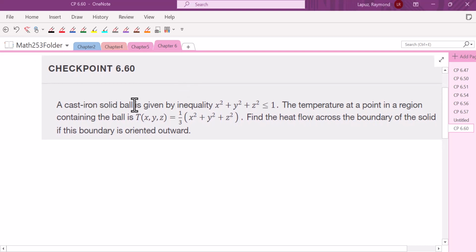Here we have a cast iron solid ball given by this inequality: x squared plus y squared plus z squared is less than or equal to 1. The temperature at a point of the region containing the ball is going to be T, that's a third times x squared plus y squared plus z squared. Find the heat flow across the boundary of the solid if the boundary is oriented outward.